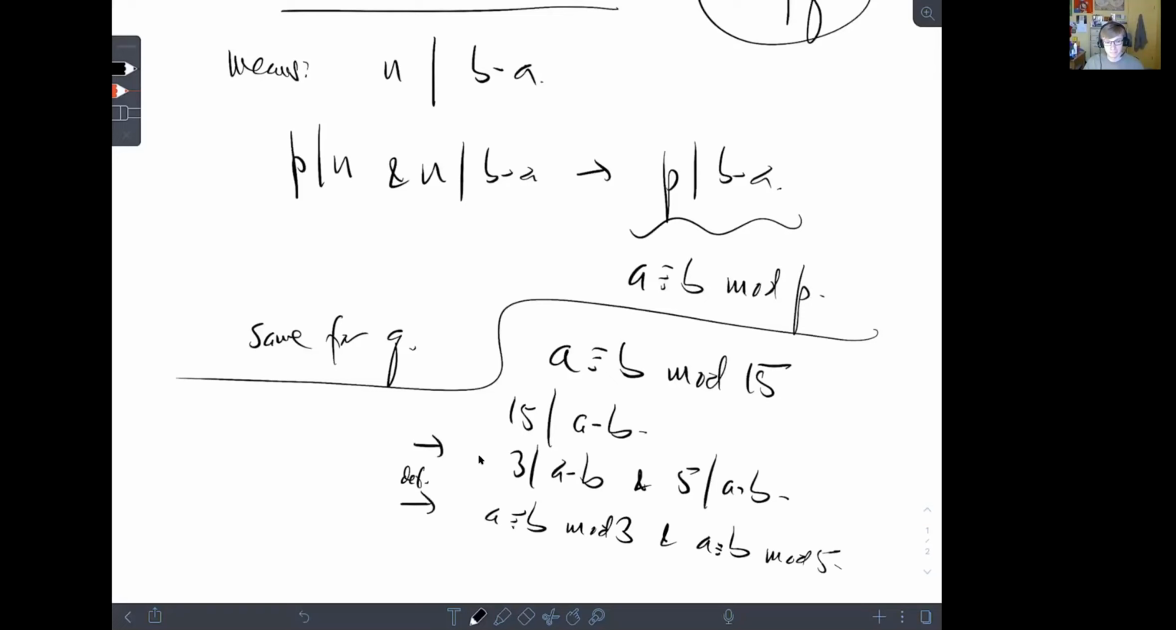So the bigger the number, the finer the congruence. It tells you more about A and B. If they're congruent mod 15, you get more information than if you only know they're congruent mod 3. Of course, the Chinese remainder theorem tells you in a sense that you can go back, but that's another story. All right, other questions?